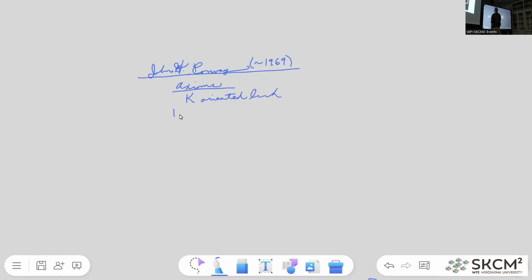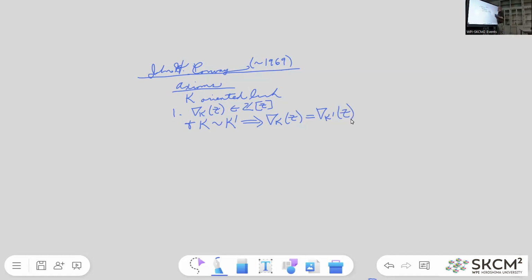Okay. Axiom number one: there is a nabla K of Z belonging to the ring of integer polynomials in Z. And if K is equivalent to K prime, then nabla K of Z is equal to nabla K prime of Z. Okay? So that's sharper than the Alexander polynomial, because the Alexander polynomial was only equal up to some power of T. We were looking at that before.